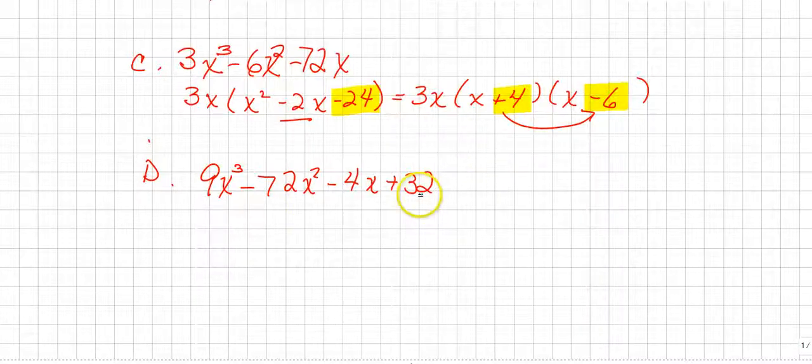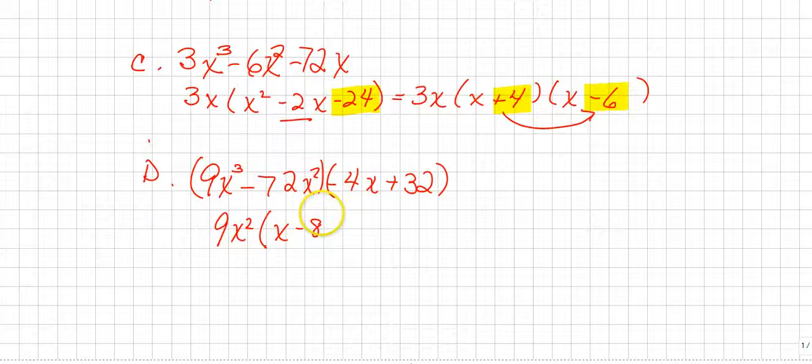If you see 4 terms, the first thing you always want to do is try grouping them, the first two and the second two terms. Then in each pair, in each grouping, you take out the greatest common factor. So 9x cubed minus 72x squared have a common factor of 9 and x squared. So we take that out, and that would leave x minus 8.